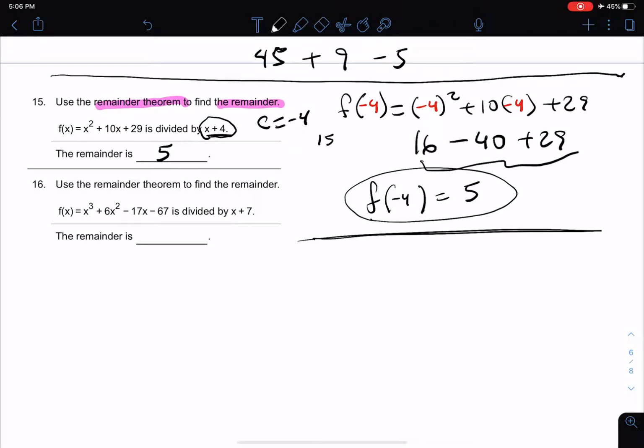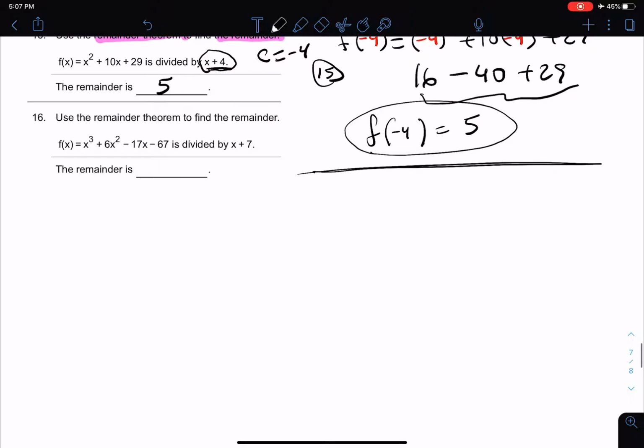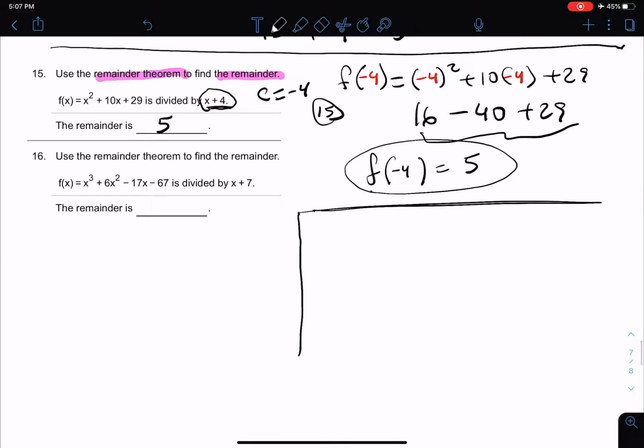This is how you're supposed to do it, by using substitution of that c value, because that's the remainder theorem. But I also want to just prove it to you, and I think it's a good idea to do this just to give you a review of some things. So if I did polynomial long division, the divisor would be x plus 4, and that's supposed to go into my dividend, which was x squared plus 10x plus 29.